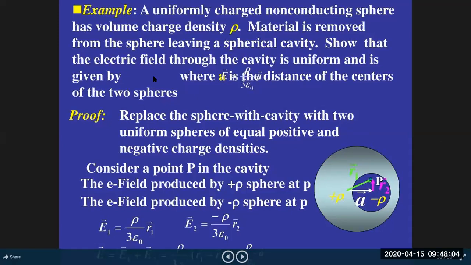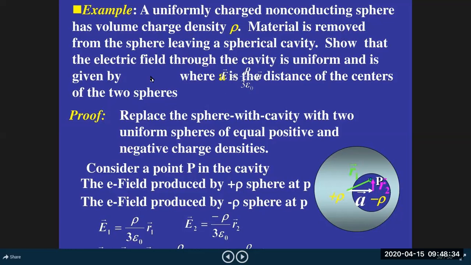Next question: a uniformly charged non-conducting sphere has volume charge density rho. Now, material is removed from the sphere, leaving a spherical cavity. Try to understand: a bigger sphere of radius capital R. Out of this bigger sphere, a small sphere of radius small r is removed. So there becomes a cavity in the bigger sphere.